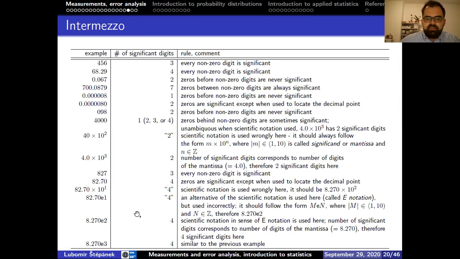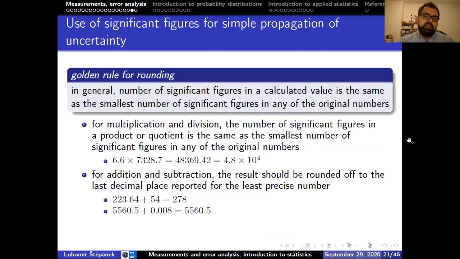And the last thing which is important to this kind of stuff connected to error analysis and measurement analysis is how to use significant figures in, let's say, propagation analysis, so in some simple arithmetic formulas, in simple arithmetic calculations. So there is something like a rule of thumb you should know about. I just call it a golden rule for rounding. In general, the number of significant figures in a calculated value is the same as the smallest number of significant figures in any of the original numbers.